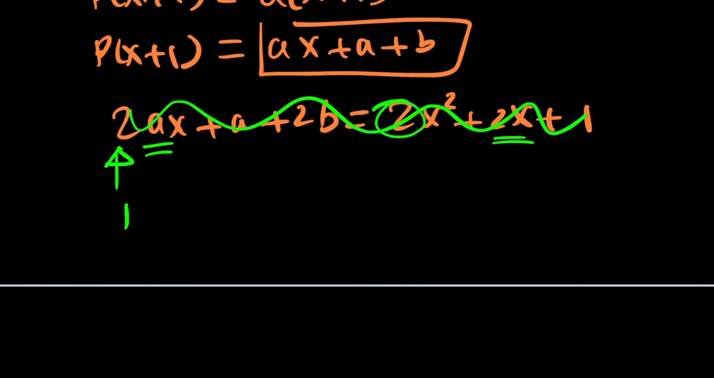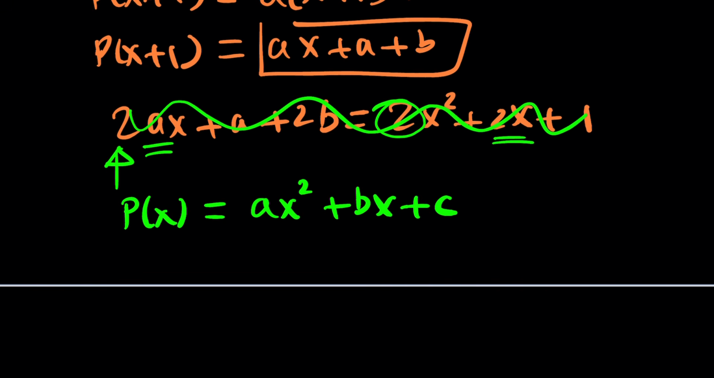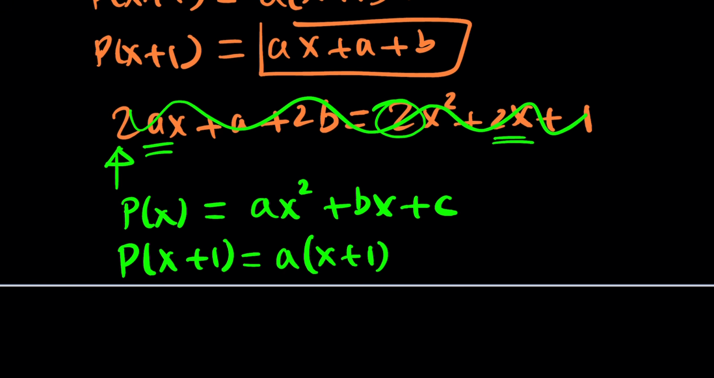What's the next step? Then maybe p of x is quadratic. Can that happen? Let's test it out. P of x equals ax squared plus bx plus c. P of x plus 1 is going to be replacing x with x plus 1, which gives us this. And then we're going to go ahead and add these up.